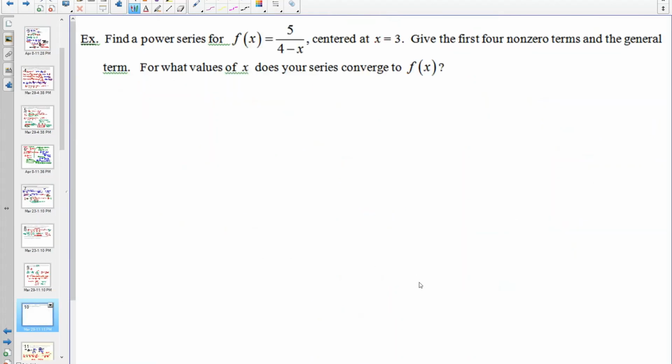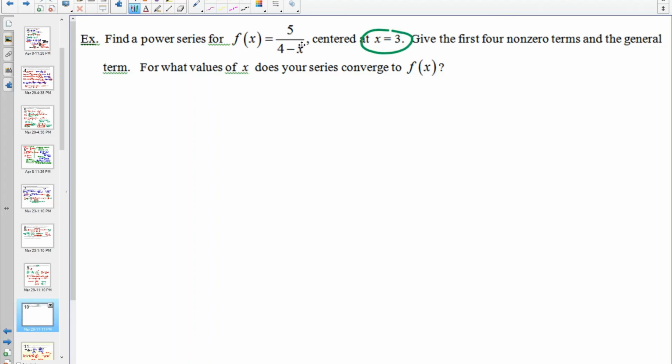Let's do this problem right here. What is the first 4 non-zero terms? What's the general term? And when does my series converge? Notice here though, your center must be 3.